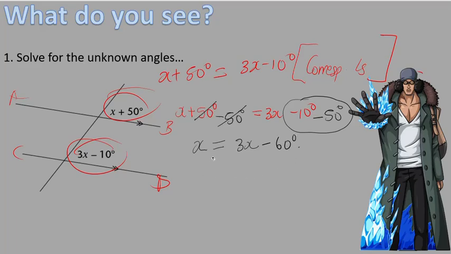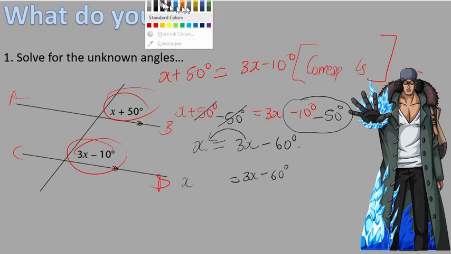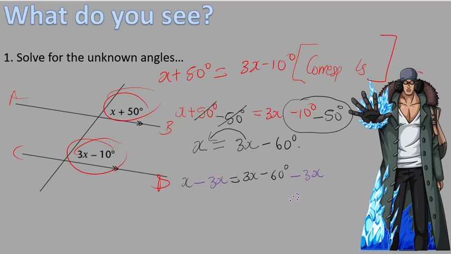Negative 60 degrees, right? So now what am I supposed to do? I'm supposed to take the 3x and send it to the left side. How does that happen? Again, with the additive inverse. The additive inverse of positive 3x is what? Negative 3x. So this side I'm also going to attach negative 3x. Negative 3x and positive 3x cancel out.